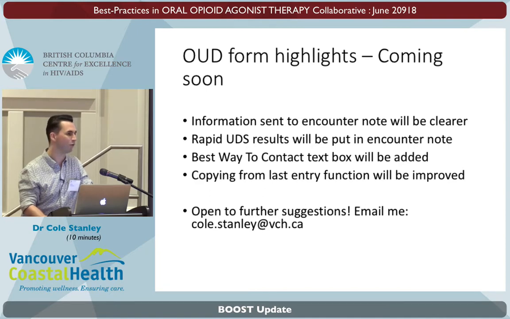We're going to get the rapid UDS results to be sent out. We're going to get a text box that's best way to contact, so another thing for the overdose outreach team. Copying from last entry, you'll see that it's not doing it probably in the best way right now. We're fixing that. And we're always open to more suggestions, so email me if you have them. We've had quite a few and been able to build a lot of them in.